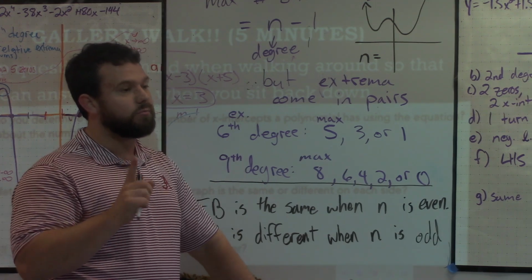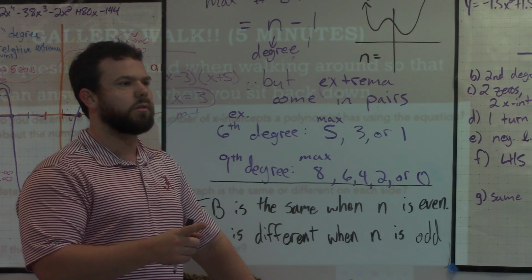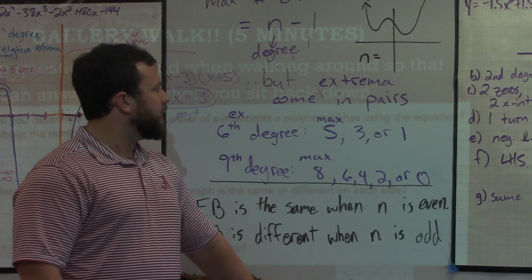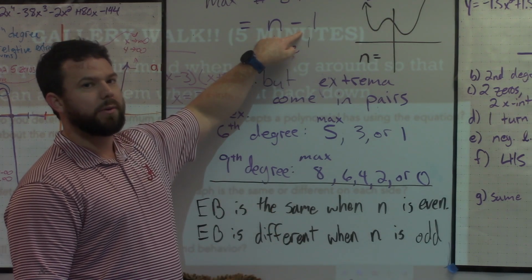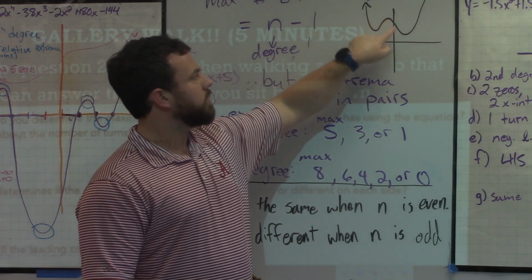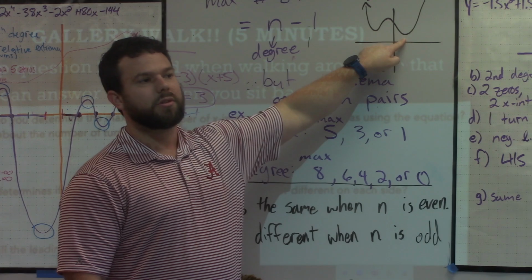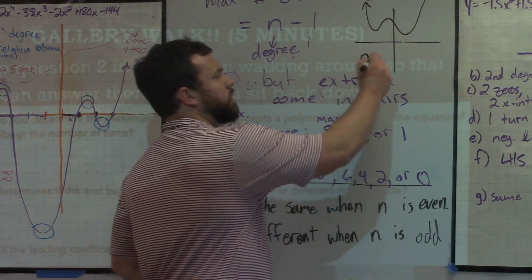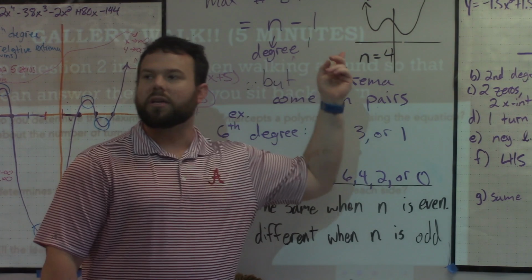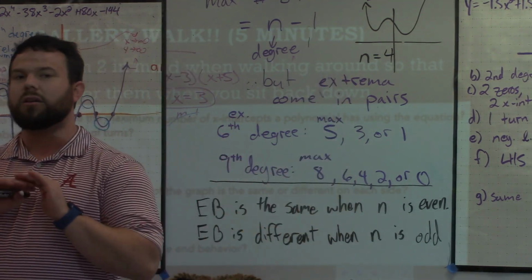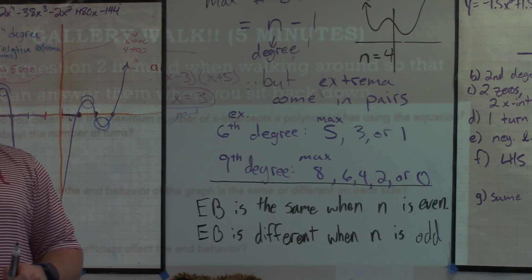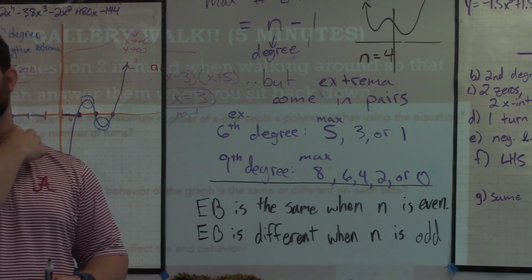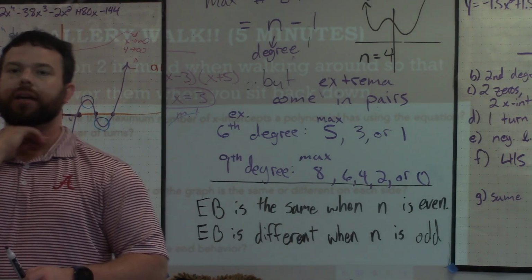We can get more specific with it though. I heard someone say 4. Why are you thinking 4? Well, let me ask you this. What is 4 minus 1? 3. And how many turns do I have? I have 3 turns. So it is probably 4th degree. But I want you to notice, does that 4th degree have any x-intercepts? No, it still has how many zeros? Only 4 of them. It's still 4th degree. They're all what? Imaginary.